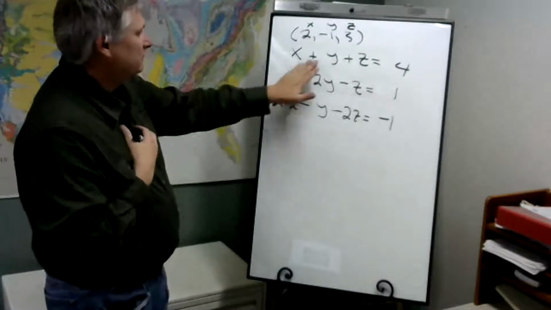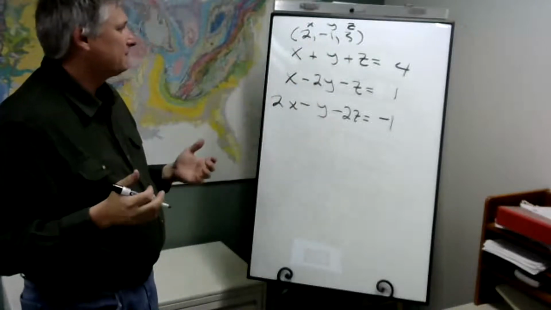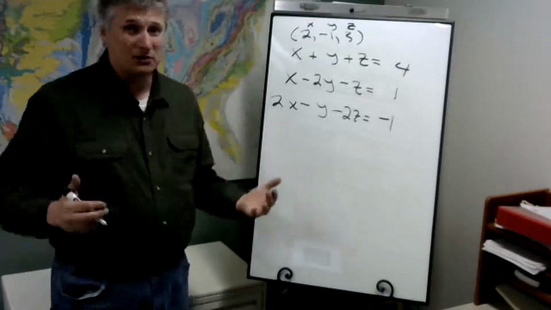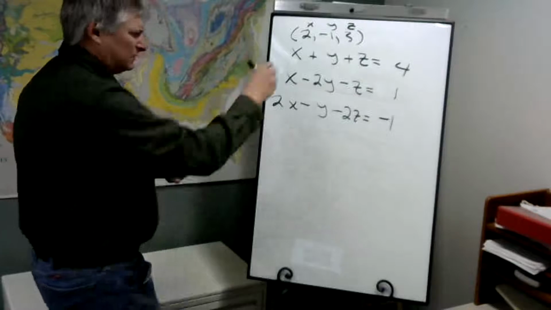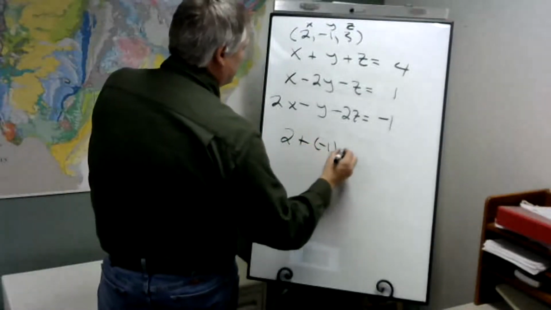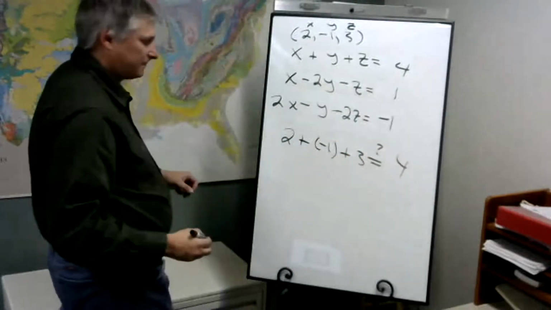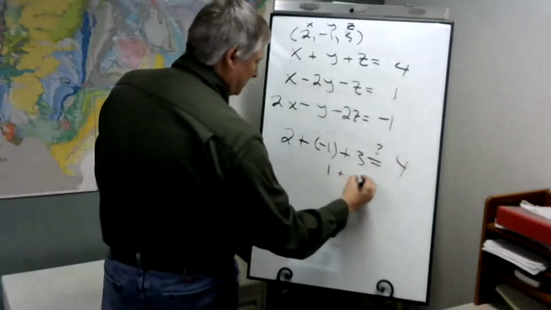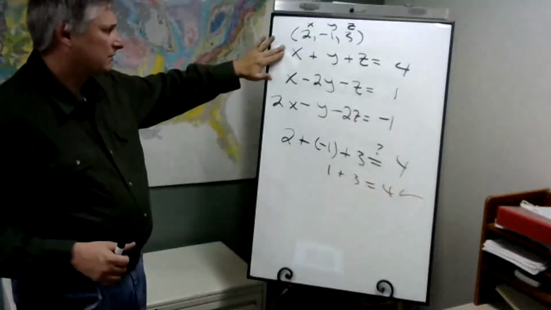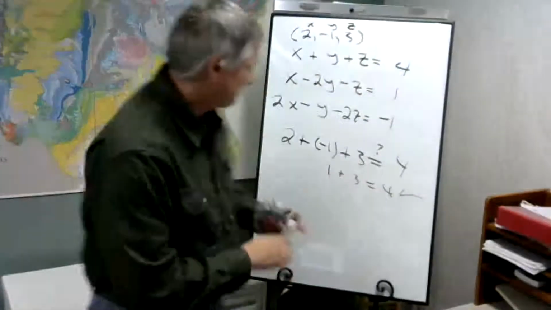So, excuse me, what we do is replace each of these with these numbers, and then it needs to satisfy each of the 3 equations, not just 1, not just 2, but all 3. So does this work? For this first equation, we have x plus y plus z. Does that equal 4? And what we'll get is 1 plus 3 equals 4. So far, so good. This point works for that equation. What about the other 2?